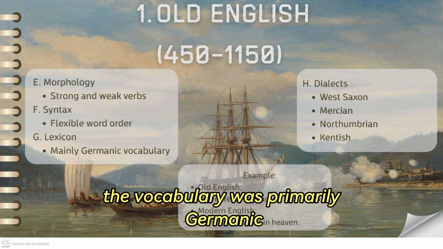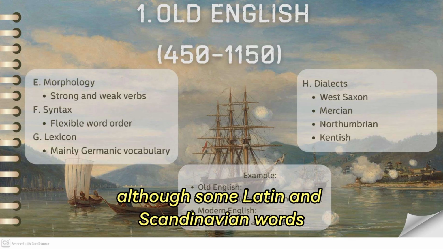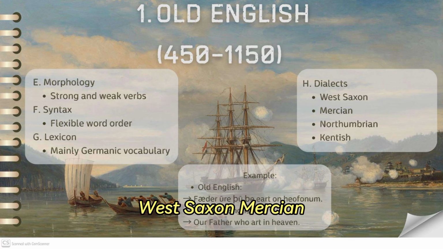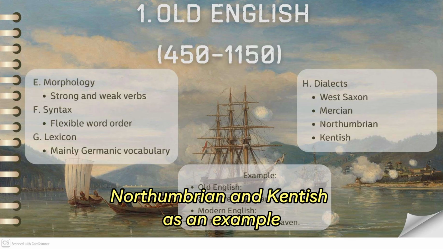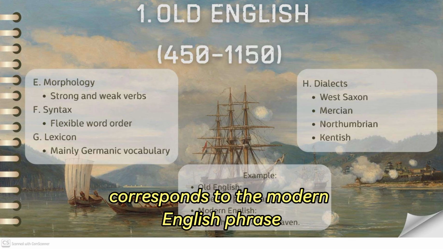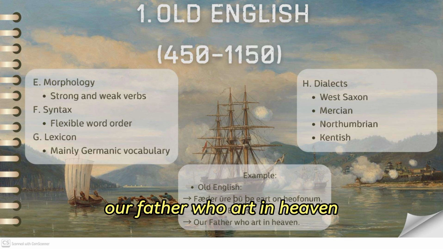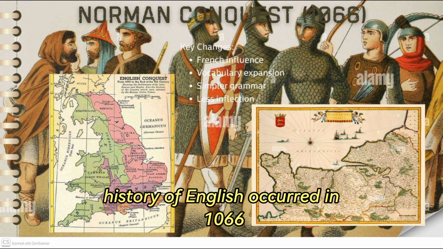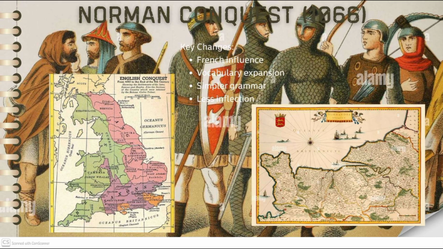The vocabulary was primarily Germanic, although some Latin and Scandinavian words were later introduced. There were four major dialects: West Saxon, Mercian, Northumbrian, and Kentish. As an example, the phrase "Fæder ure þu þe eart on heofonum" corresponds to the modern English phrase "Our Father who art in heaven." A major turning point in the history of English occurred in 1066 with the Norman Conquest.